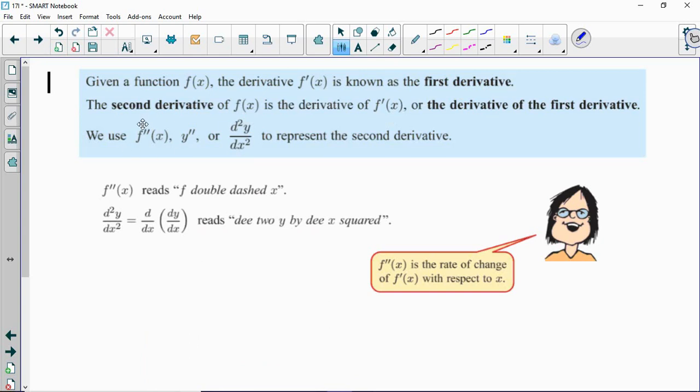We can have this one here. The book reads that as f double dash of x. I say f double prime, and then we've got y double prime. And this one here is pronounced d2y by dx squared. And it's kind of a big deal that that's an x squared because, well, again, dy by dx or d2y by dx squared, it's not a fraction, but it is kind of a fraction.